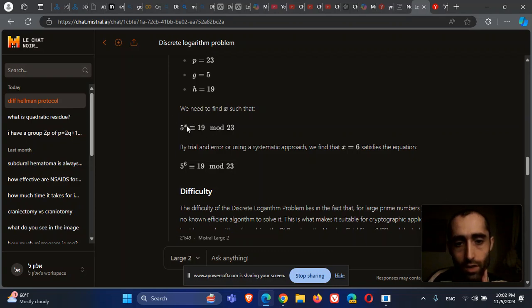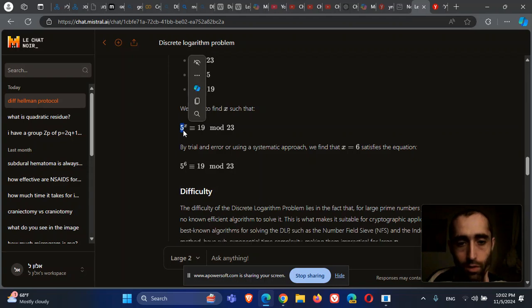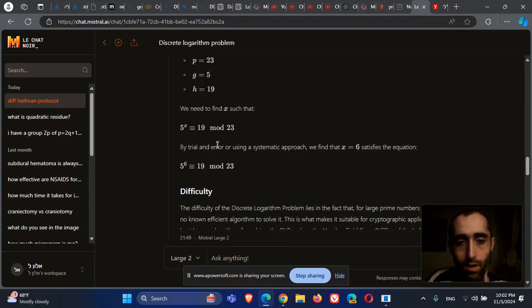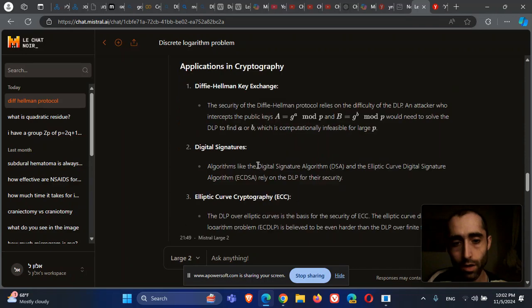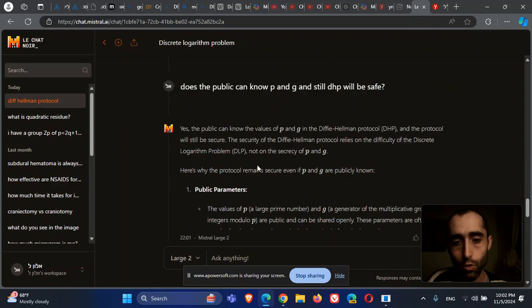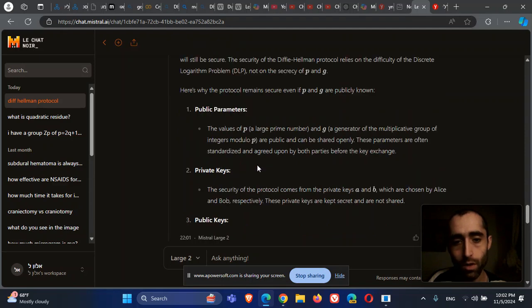To solve this, even if I know this one and that one and this value, this is the G, this is the P, and even if I know this value, to solve this for x in a finite set is very hard. So no, because of the discrete logarithm problem. So you saw this is not an easy problem. There are no good algorithms to solve this problem.